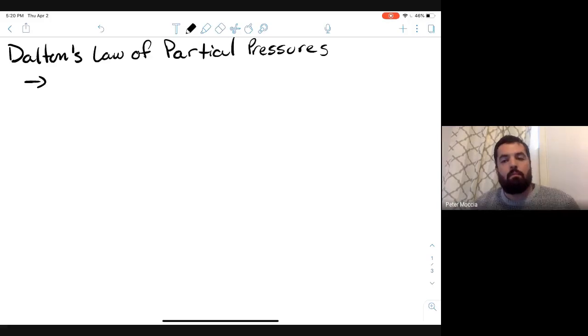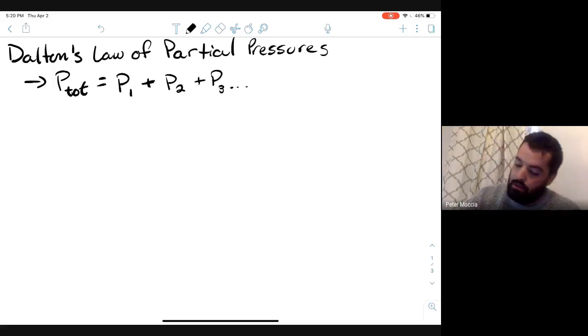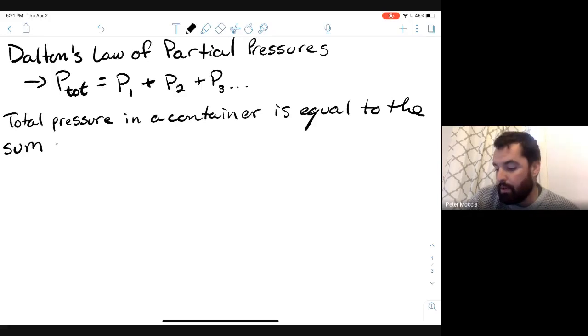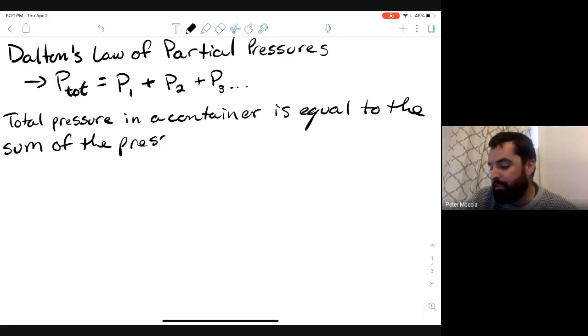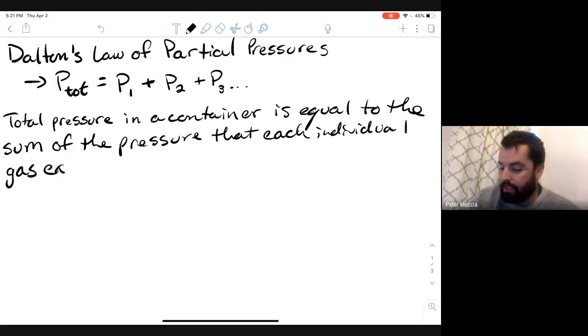And what this law states is that the total pressure in a container is equal to the pressures of the individual gases in the container. So the total pressure in a container is equal to the sum of the pressure that each individual gas exerts on the container.